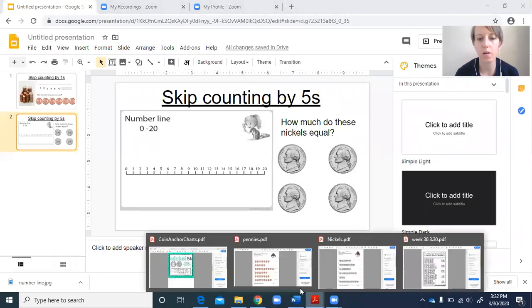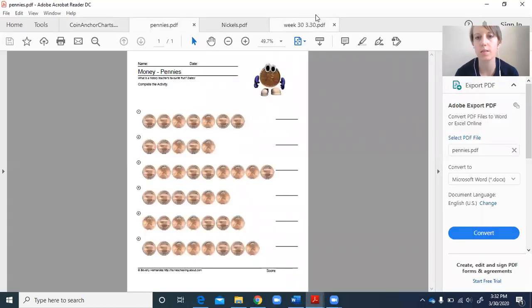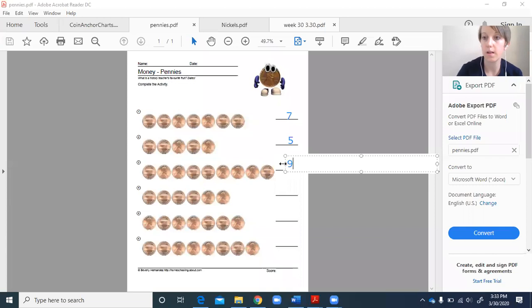All right, let's look at a couple worksheets and let's practice, okay? So let's use the information that we learned to count these pennies and how much they're worth. Let's start with line number 1. So we have 1, 2, 3, 4, 5, 6, 7. These pennies are worth 7 cents because each one equals 1 cent. Let's look at number 2. We have 1, 2, 3, 4, 5. Those are worth 5 cents. Let's look at number 3. 1, 2, 3, 4, 5, 6, 7, 8, 9. Those are worth 9 cents.